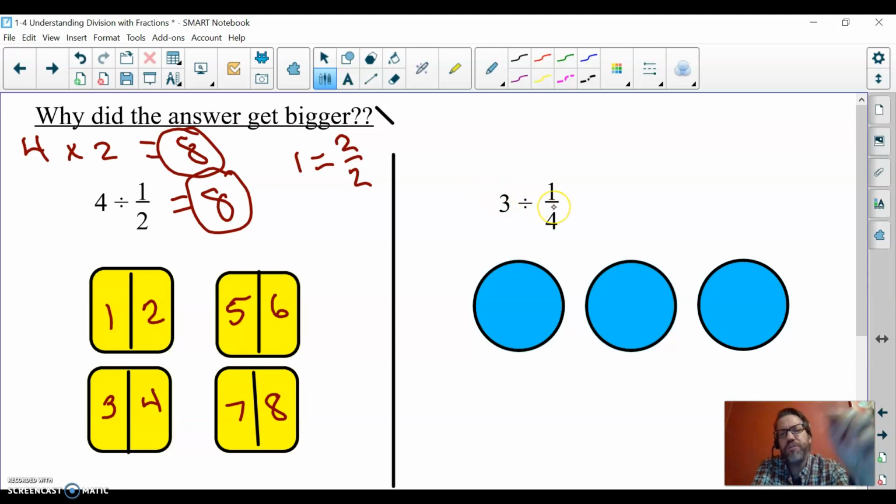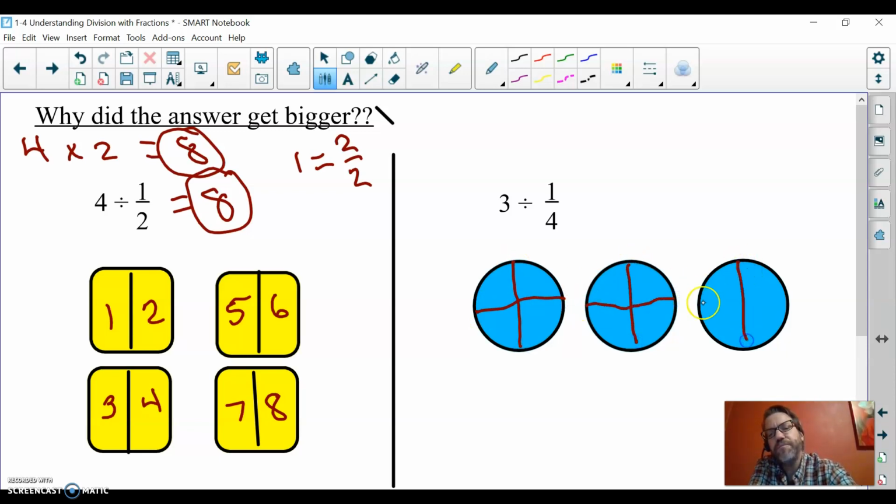3 divided by 1/4. So this time I'm seeing how many times 1/4 will go into 3 whole. So I'm going to split each of these wholes here. I use circles to show the wholes this time, into quarters. All right, so I split them in half each way. I'll do that here too.